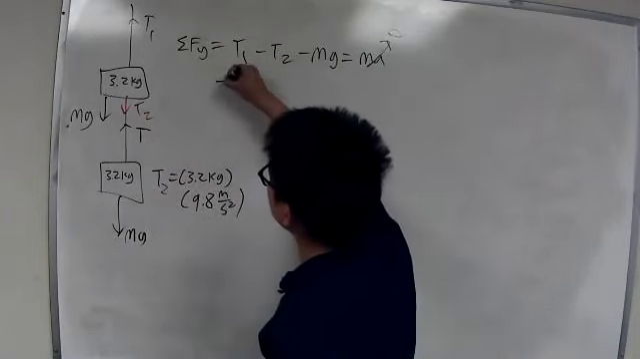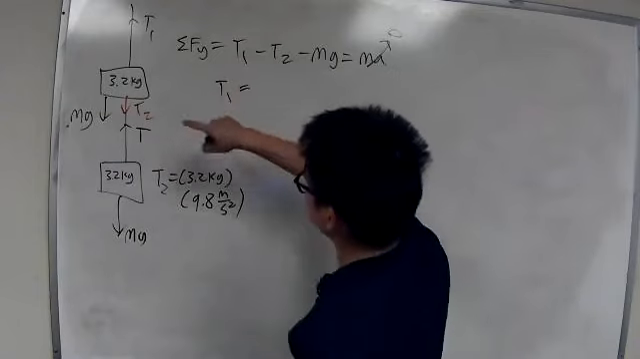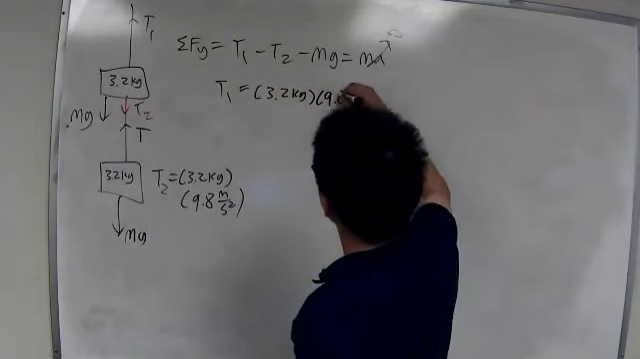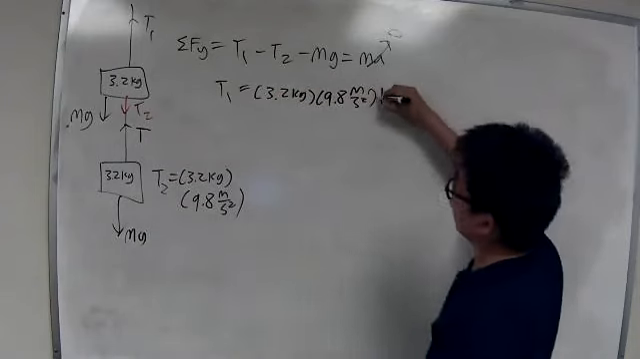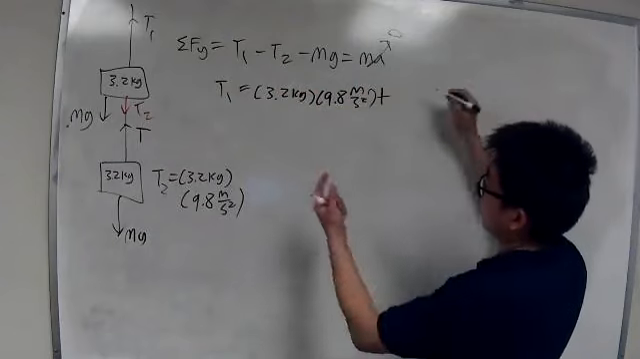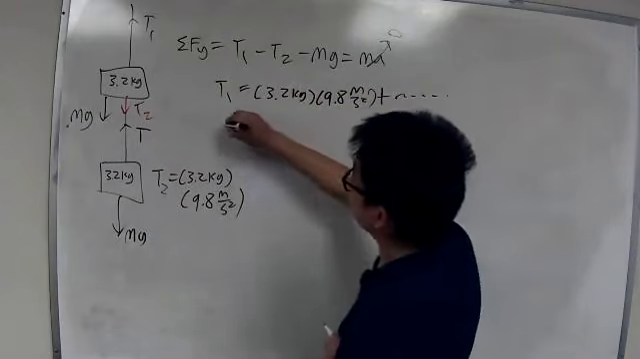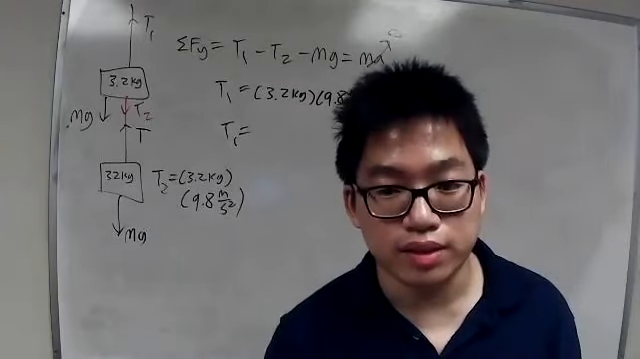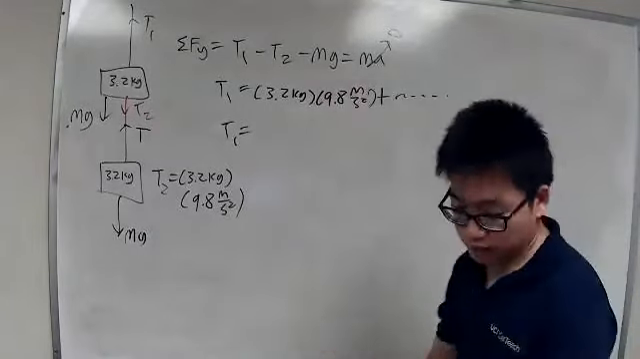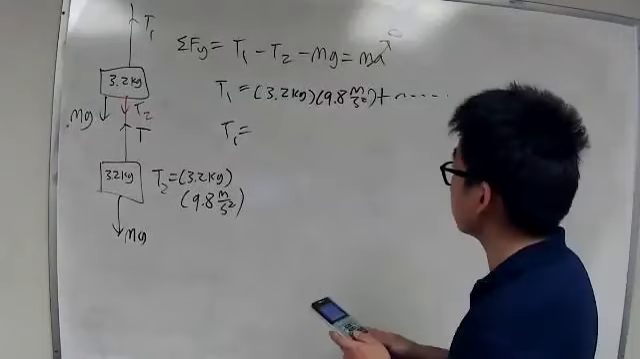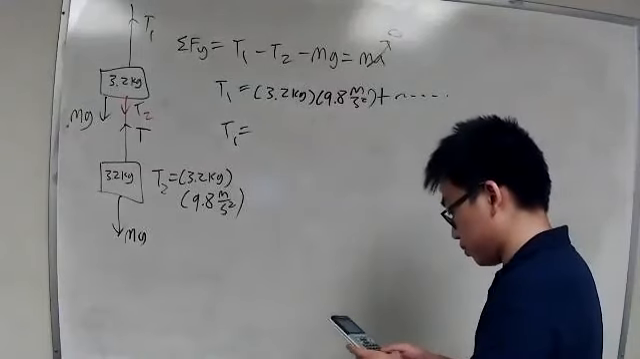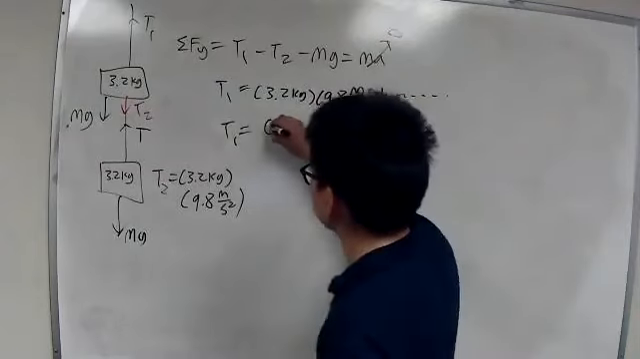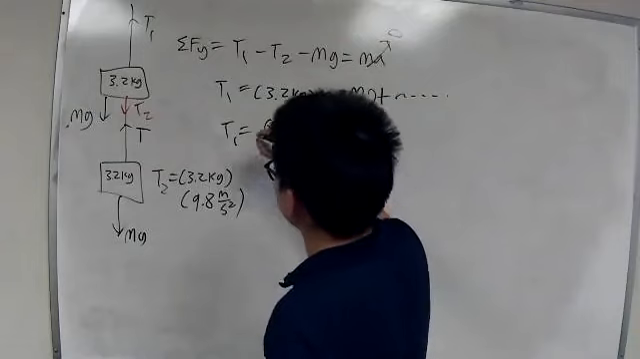So yeah, T1 equals the weight of this, so 3.2 kg times 9.8. Then we're going to add T2, which is the same thing. It's just that times 2. It should be like 62. Well, I'll do it. Yeah, like 62.72. Yeah, that's part A.